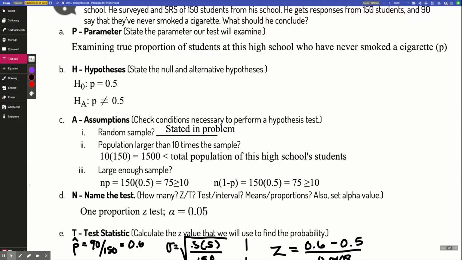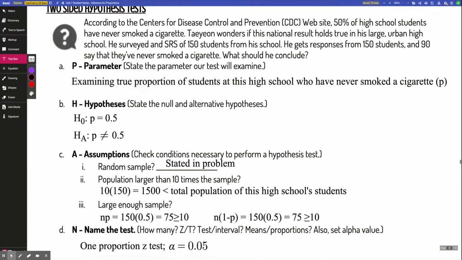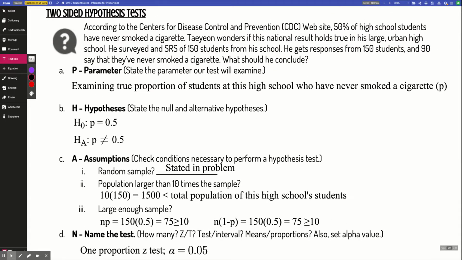All right, folks, so go ahead and check your answers against mine. So in this problem, at a large urban high school, there's a student that wants to know if the proportion of students who've never smoked is the same as the national result. So we have a sample size of 150, and out of those 150, 90 of them say that they've never smoked a cigarette, and the national proportion is 50% of high schoolers have never smoked a cigarette. So my parameter is the true proportion of students at this high school who have never smoked a cigarette. So that's P.